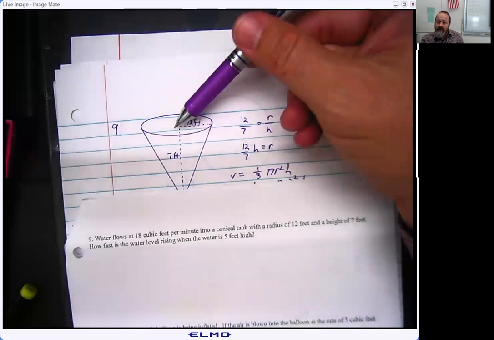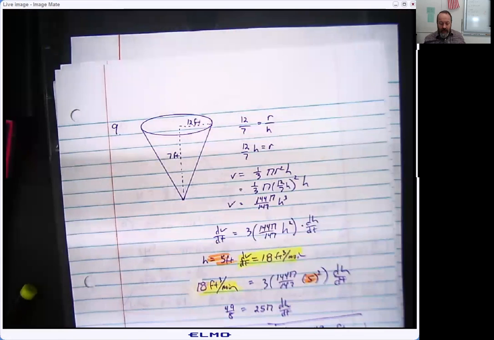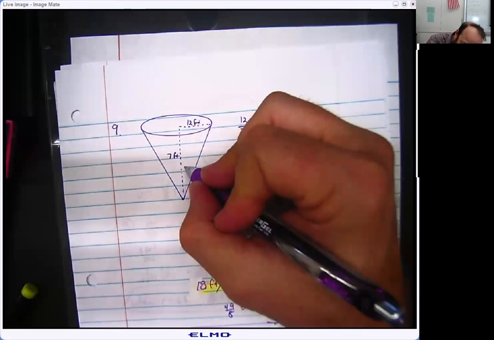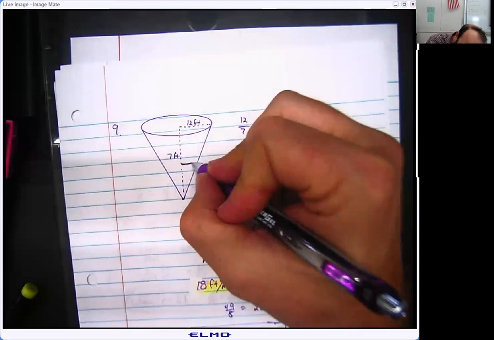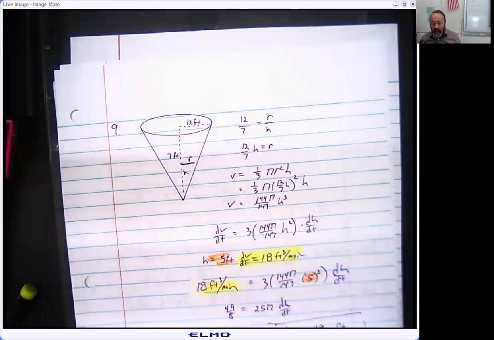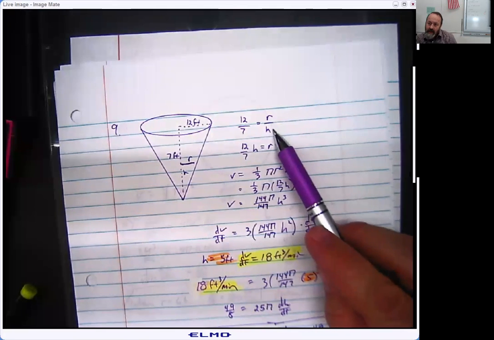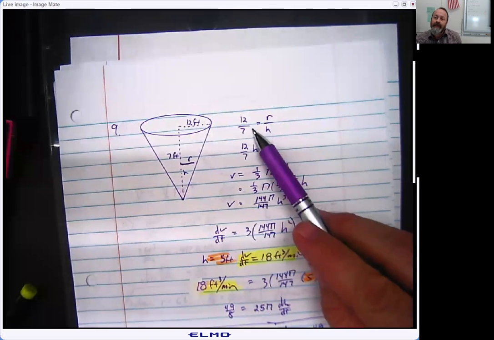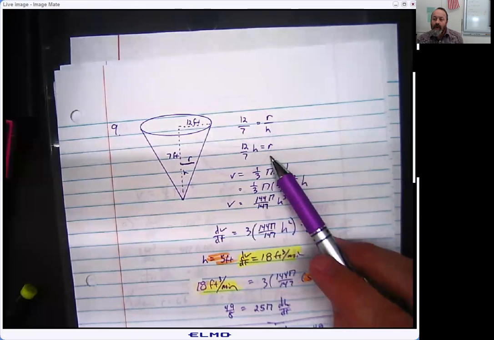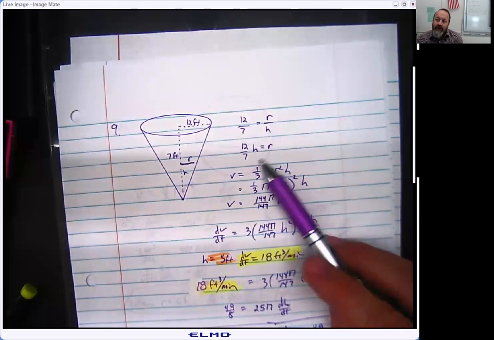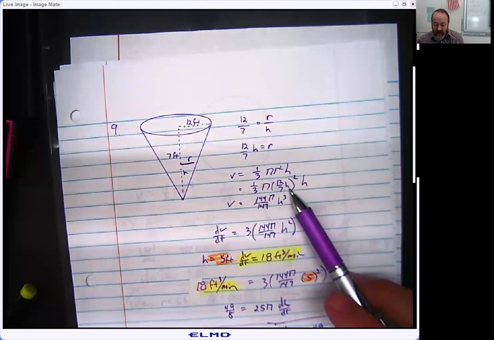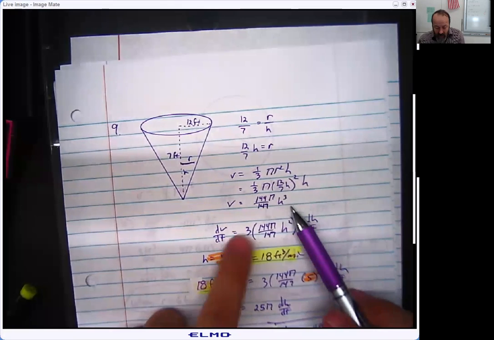So we end up with these nice little similar triangles, because as the tank fills, the radius and the height are changing, but always in such a way that the ratio of the radius to the height is 12 to 7. I personally just did a quick cross multiplication. I figured out what the radius was in terms of the height, which allowed me to take the radius out and have everything in terms of the height, which is what I have right here.